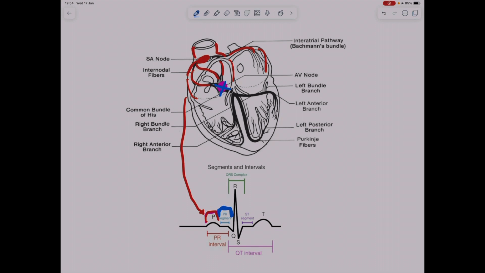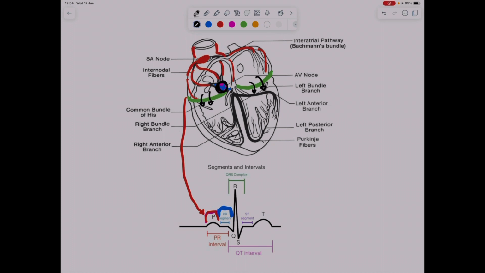The AV node is also the only pathway through which impulses can be conducted to the ventricle through what we call our annulus fibrosus, which I've drawn in green here. This is essentially an electrical insulator which prevents impulses from jumping across from our atria to our ventricles, meaning that the only pathway through is via our AV node.